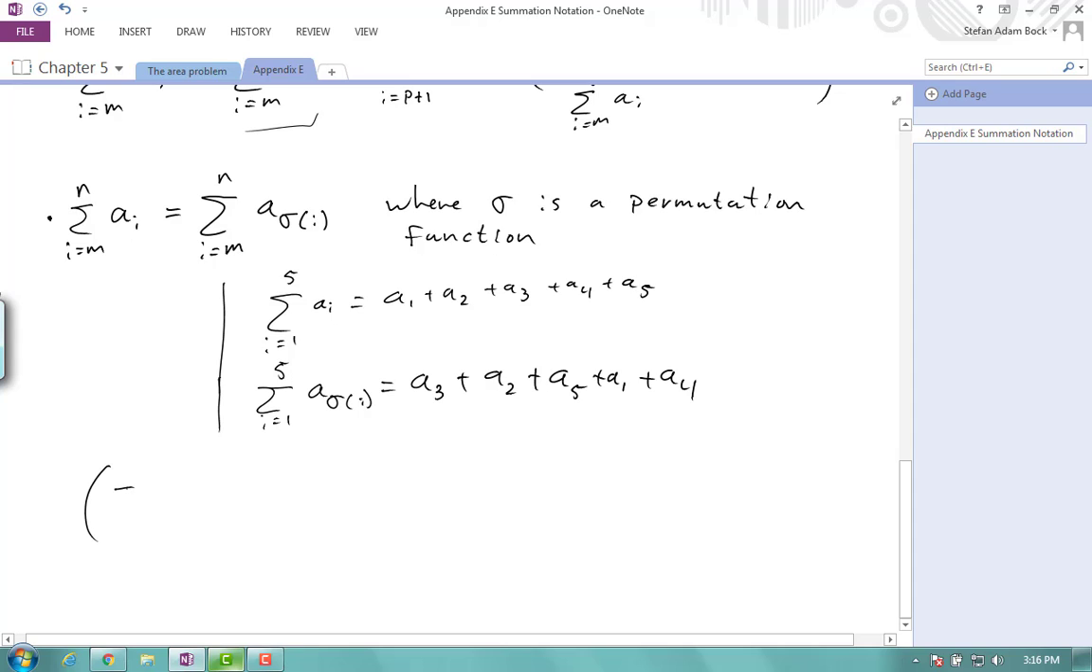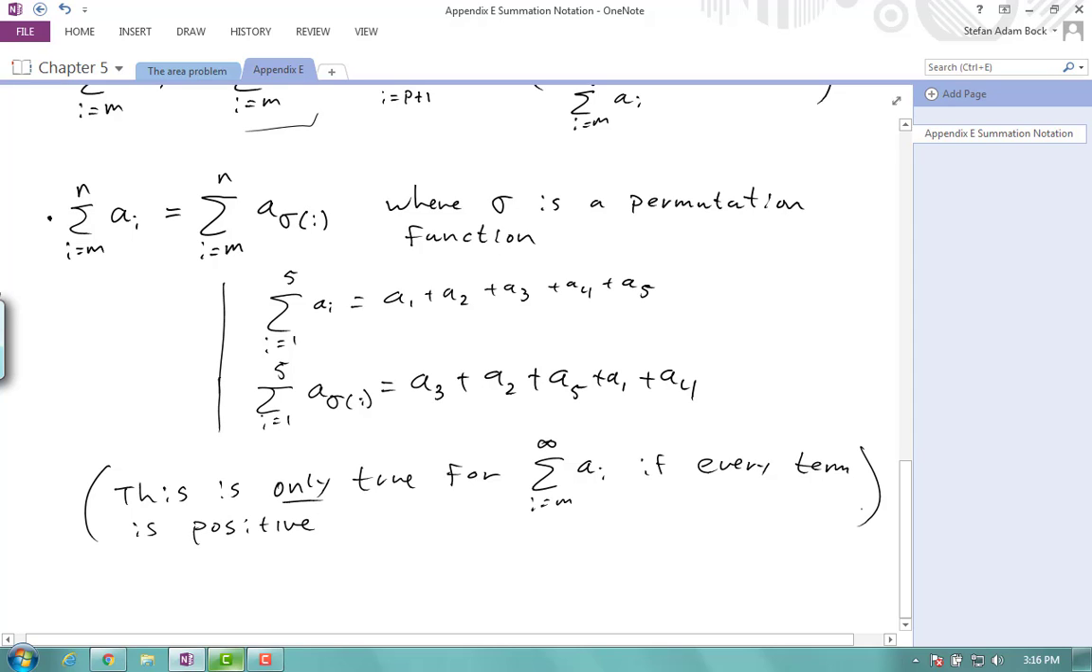This is only true for infinite sums if every term is positive. Because otherwise, since there's an infinity thing here, you can do some really weird stuff and just cheat the outcome of the sum. There's a popular example of a sum which should converge to like natural log of 2 or something, but if you rearrange the terms, you can make the sum equal to whatever you want.